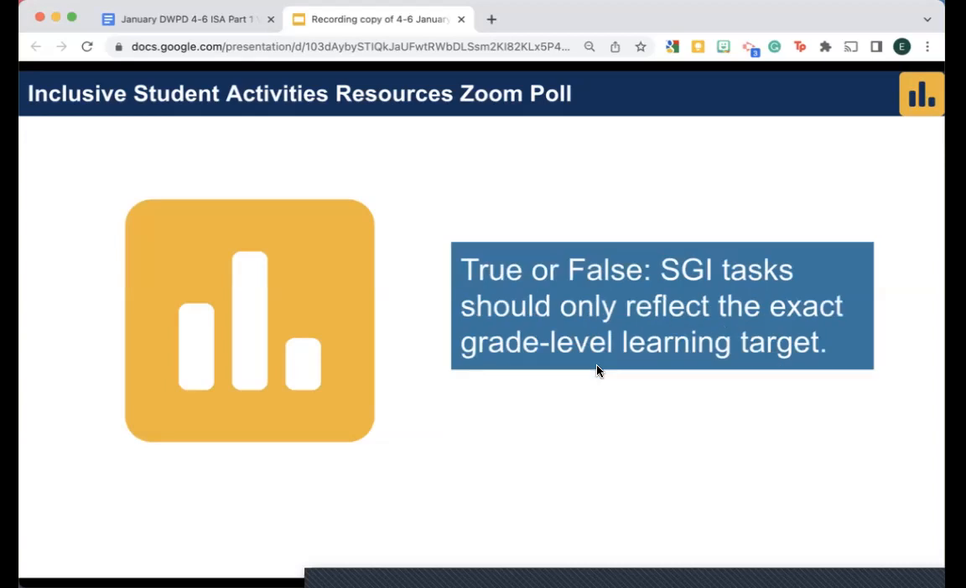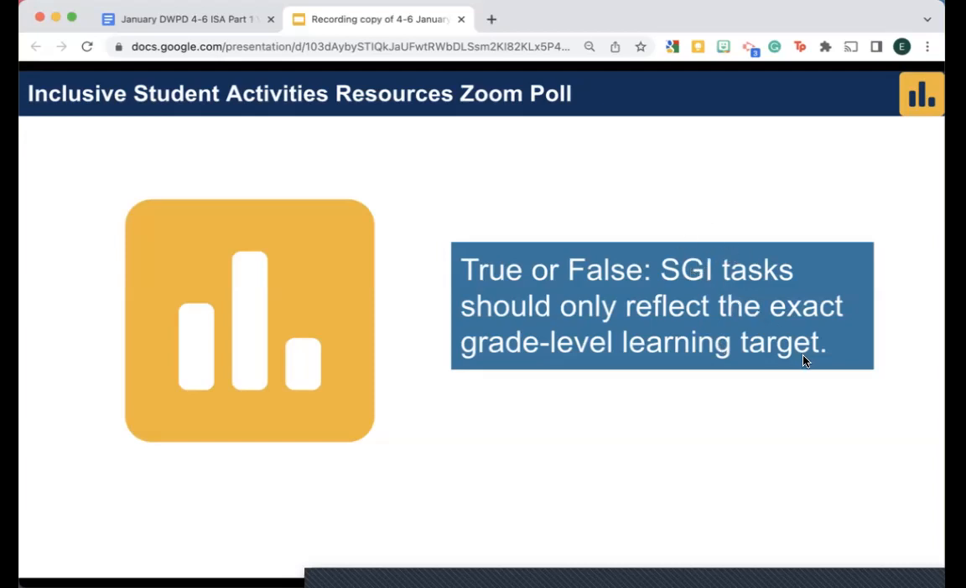True or false? SGI tasks should only reflect the exact grade level learning target. That one's false. But it's kind of tricky because we do want to make sure that what we work on in small group is related to the learning target. It just doesn't have to be exactly aligned to it. So I gave that example earlier about equivalent fractions, helping you add and subtract fractions in 5th grade. Think about what it is that might be preventing students from accessing the learning target. Think about how you can accelerate by going 1 step back or 2 steps back. You can use SGI as a way to create access.